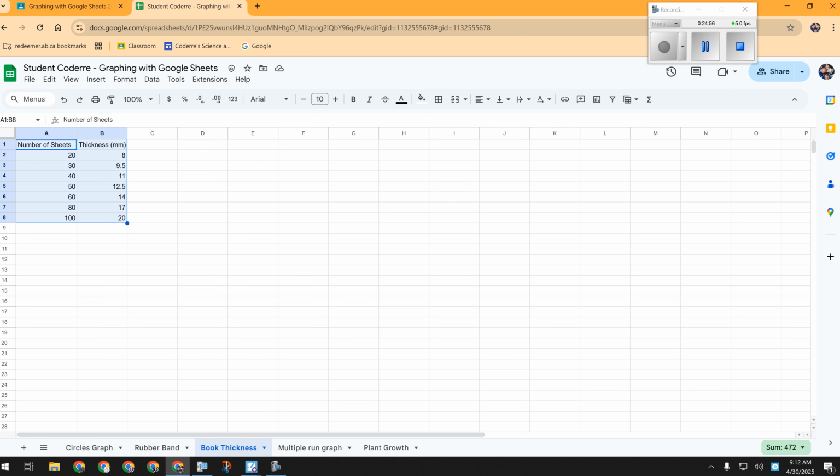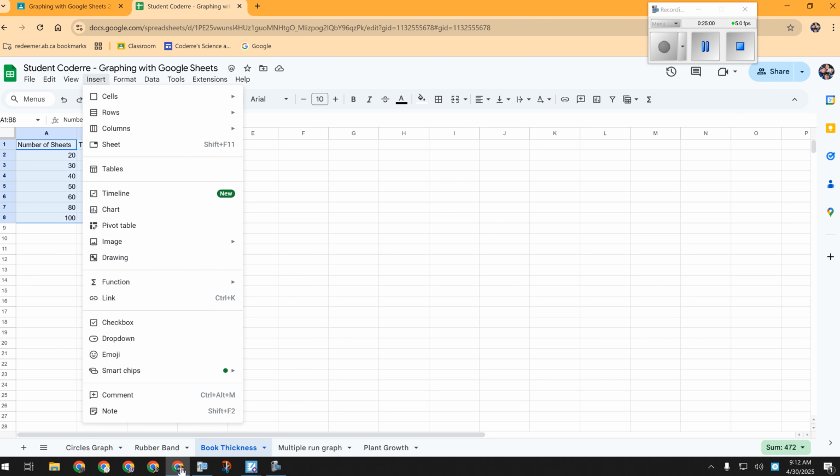Then we're going to go to Insert, and you'll get your drop-down menu. You're going to click Chart. So we've highlighted, we've clicked Insert, and now we want to click Chart, right here.